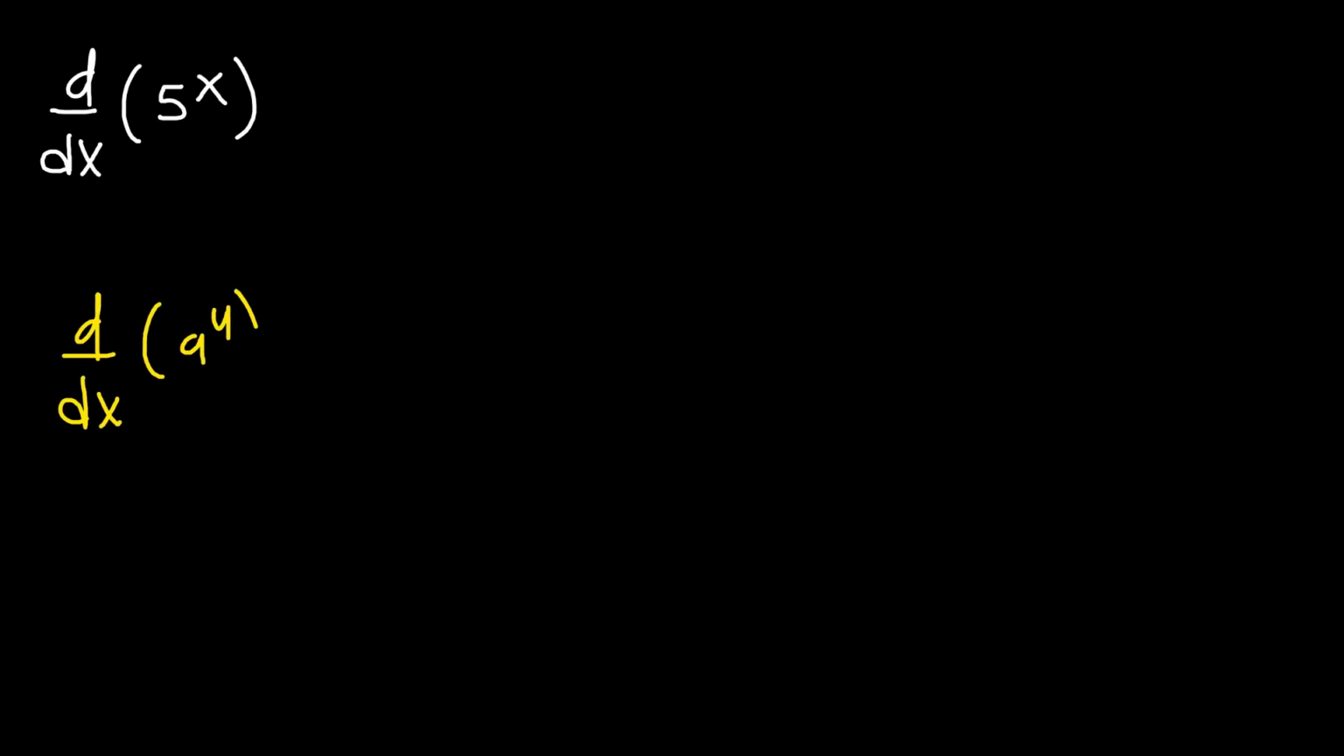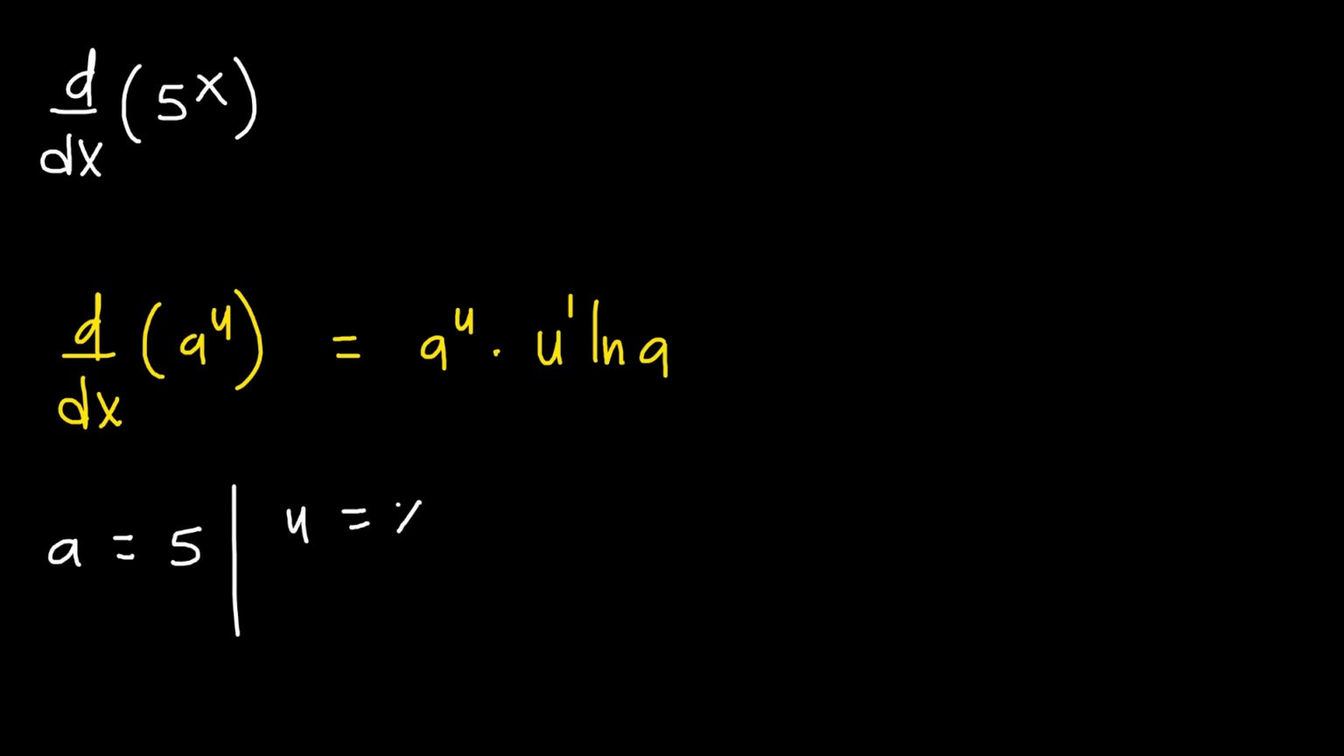In this video, I will show you how to differentiate exponential functions. Let's say you have been told to find the derivative of 5 raised to the power of x. Whenever you have, let's say, the derivative of a raised to the power of u, this will be equal to a to the power of u and then times u prime times natural log of a. So in this case, a equals 5 and then u equals x.